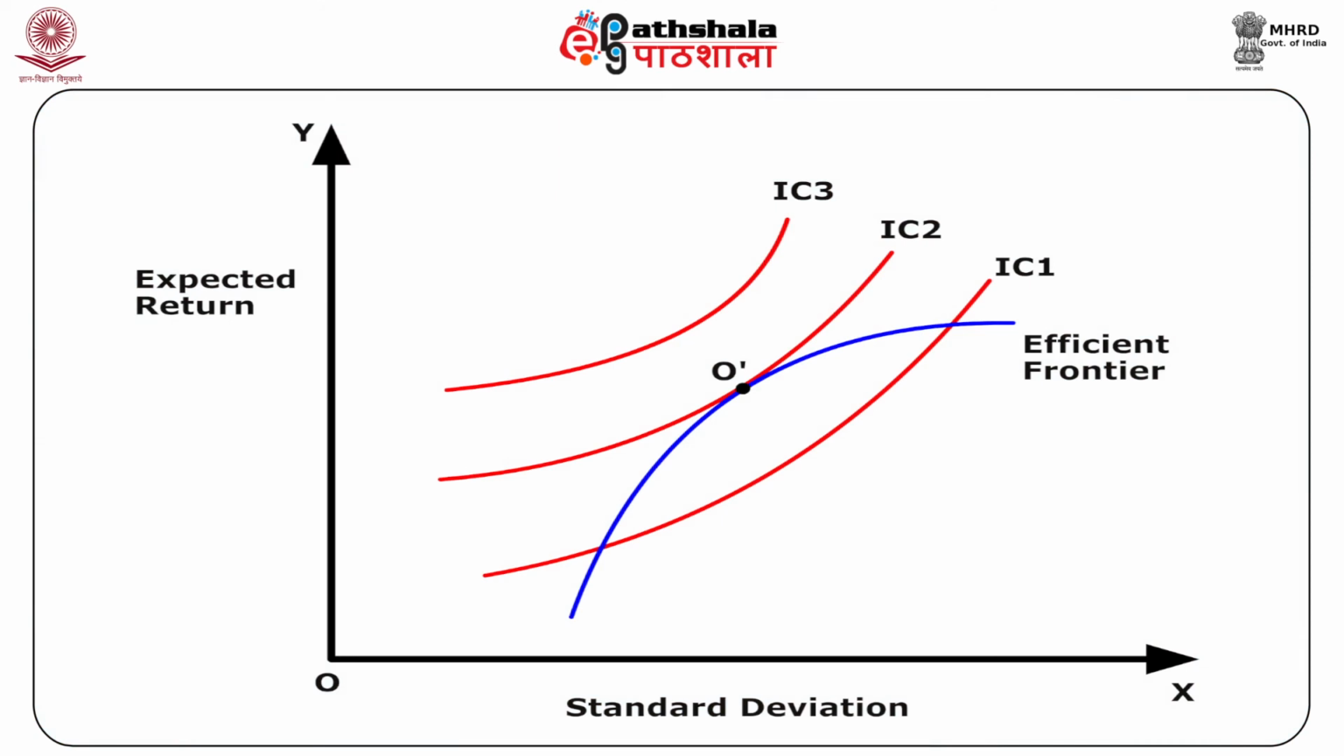This is shown in the figure, and here as usual we have expected return on the y-axis and standard deviation on the x-axis. The optimal portfolio, as you could notice, amongst the entire indifference map, IC1, IC2, IC3 and so on, there is only one point O prime at which the efficient frontier is exactly tangential to IC2. There is a unique point represented by O prime, which is the optimal portfolio.